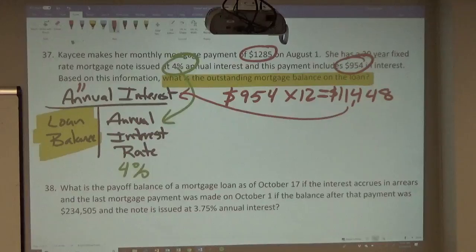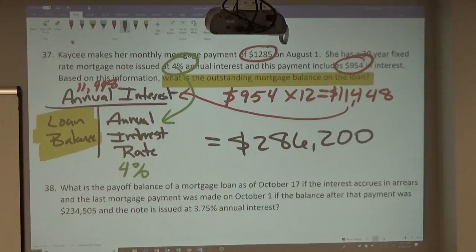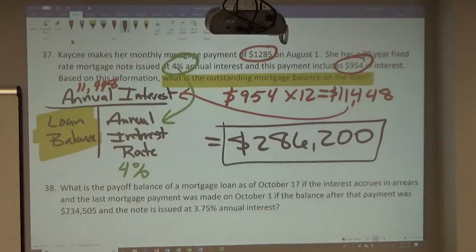So we've got $11,448 up there. 11,448 divided by 4% interest, and that loan balance is $286,200. $286,200 for a loan balance.